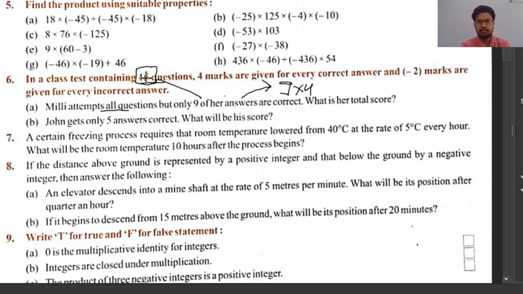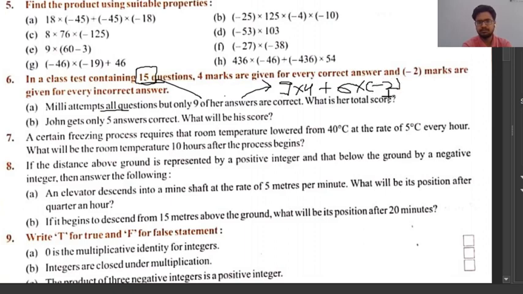But how many has she done wrong? You know, 15 questions she attempted, 9 right. Then 15 minus 9, how many left? 6. It means she has done 6 wrong answers. If she attempted 6 wrong, on that 6, how many marks does she get? Minus 2. You multiply the 6 by minus 2.